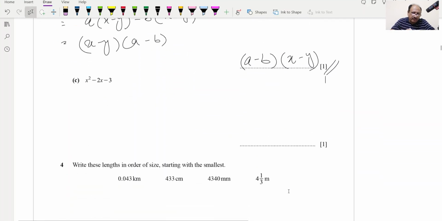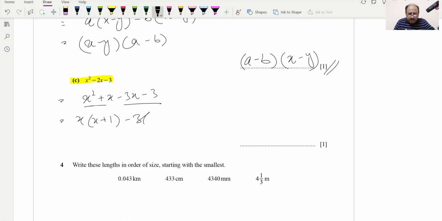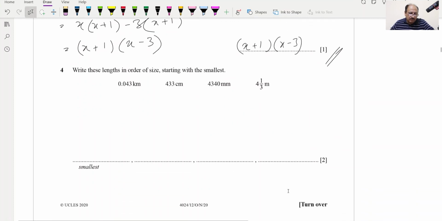Now the next factorization is for this expression, and we can do it by writing x squared as plus x minus 3x minus 3, and we can make pairs. From the first pair, x is common, so it will be x into x plus 1, and from the second pair, minus 3 is common, so minus 3 into x plus 1. Then x plus 1 is common, and the other term will be x minus 3. So we can write x plus 1 and x minus 3. This will be the answer for the 1 mark question.